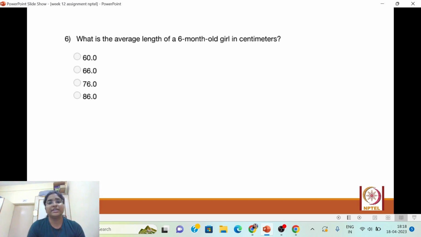What is the average length of a 6-month-old girl in centimeters? 60 centimeters, 66 centimeters, 76 centimeters or 86 centimeters?